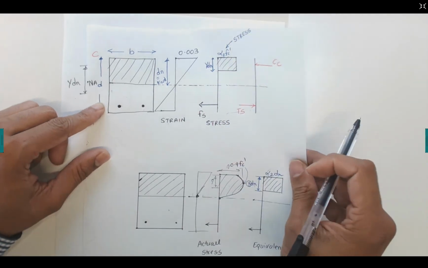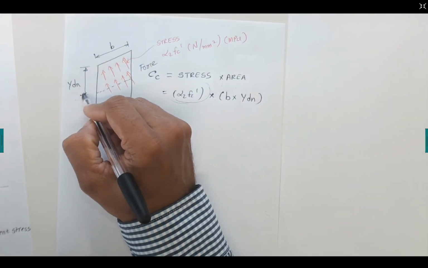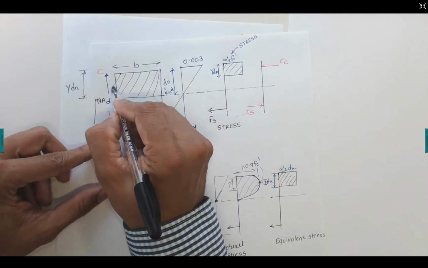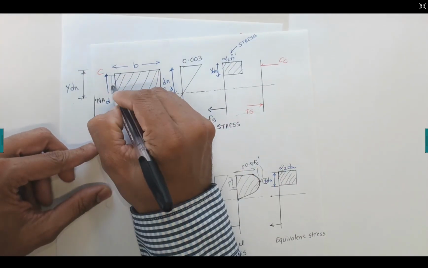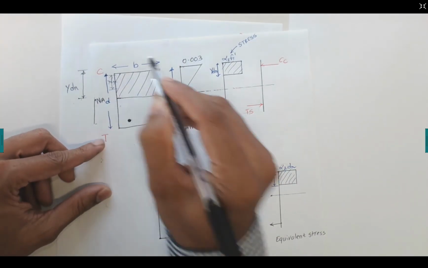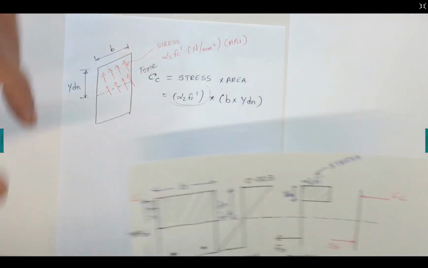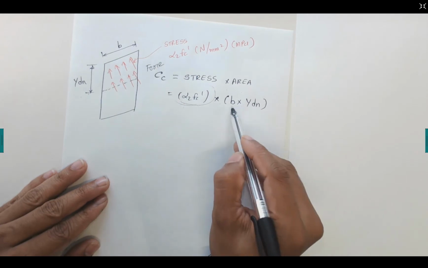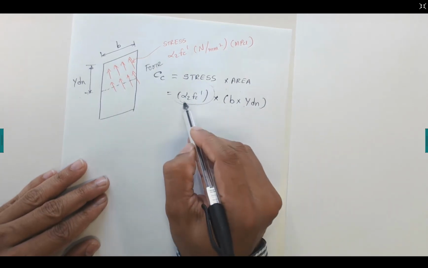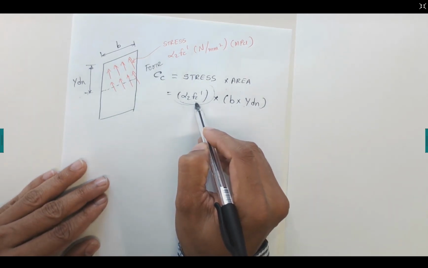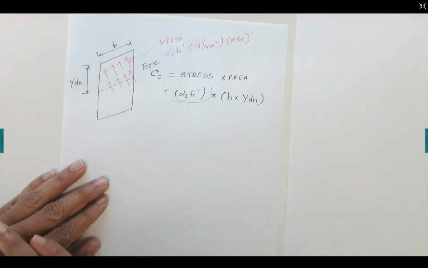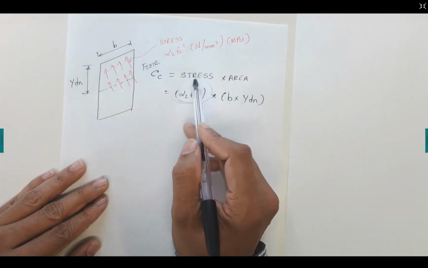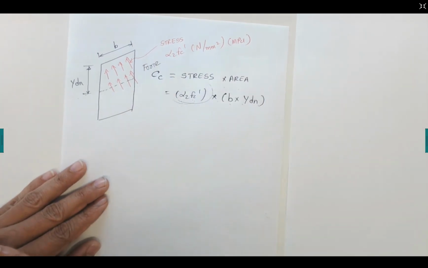Now that equivalent area has a depth of lambda dn. So if I have this lambda dn here, and we have a width b, the area of this rectangular block is b times lambda dn, and the stress is alpha 2 times f'c. That's how we calculate the force in the concrete section.